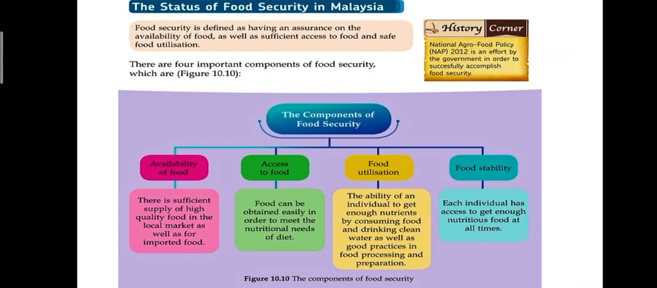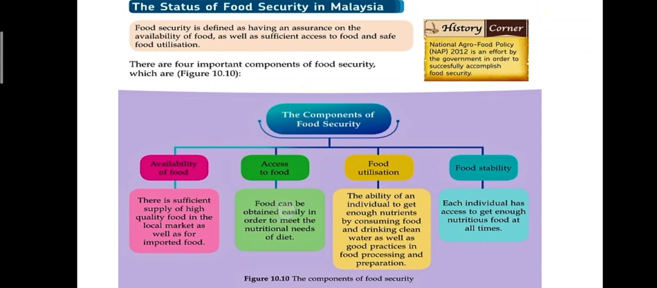Okay, so the status of food security in Malaysia. 4 important components of food security. Okay, so what is food security? This is defined as having an assurance on the availability of food. Okay, so 4 komponen dia. 1, availability of food. There is a sufficient supply of high quality food in the local market as well as for imported food. And then access to food.